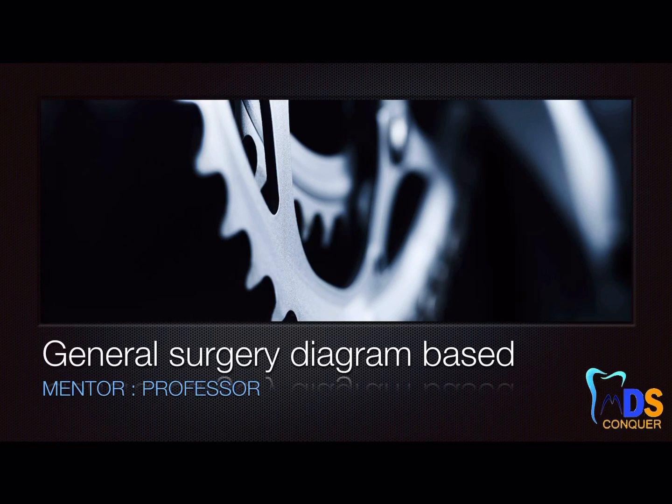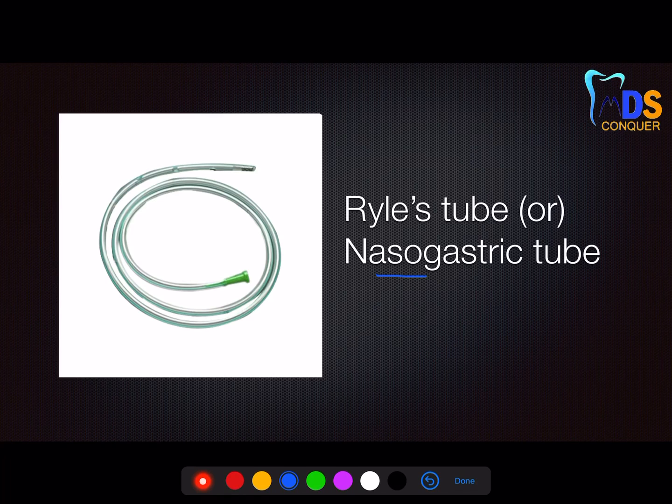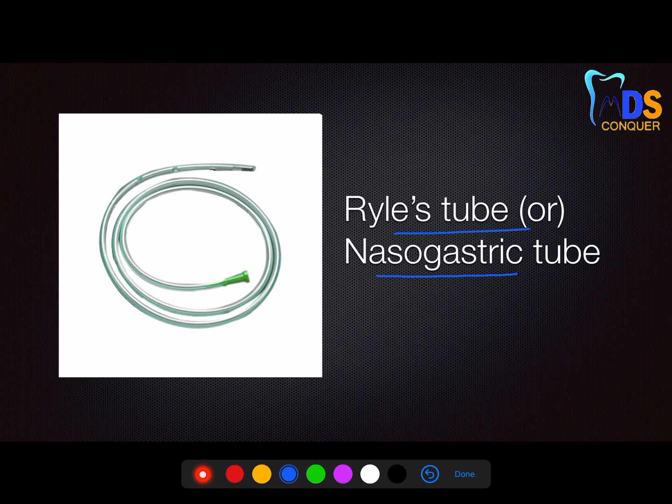Let's start the discussion. Hope you know this, or at least you have remembered the name: that is Ryle's tube, which is also called the nasogastric tube. In this tube you'll have some markings, different markings or holes at different levels.